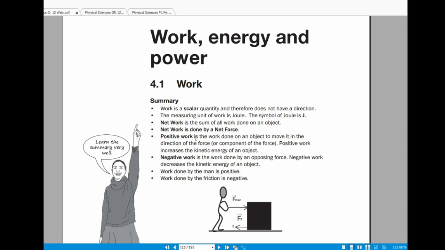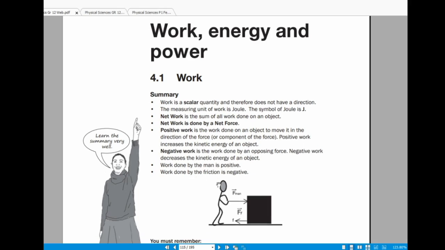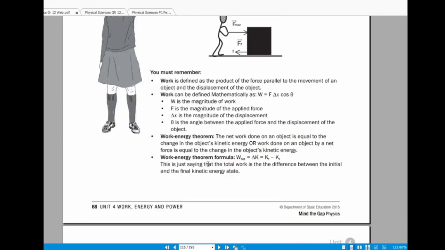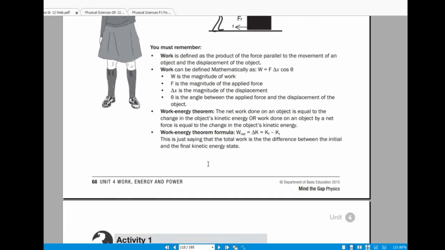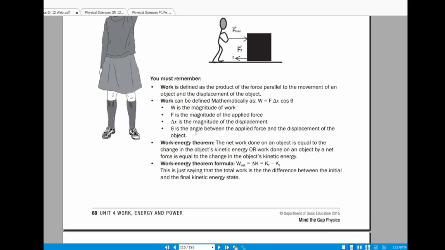Positive work is the work done on an object to move it in the direction of the force. Positive work increases the kinetic energy of an object. Negative work is the work done by an opposing force, right? And negative work decreases the kinetic energy of an object, right? So these are some of the things to remember.